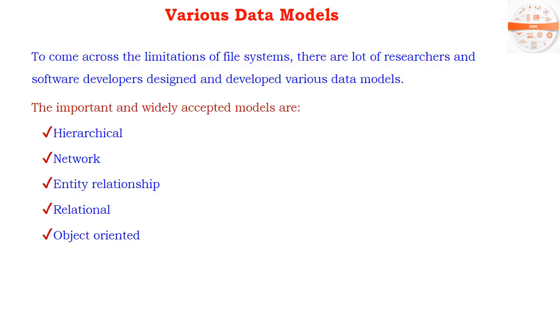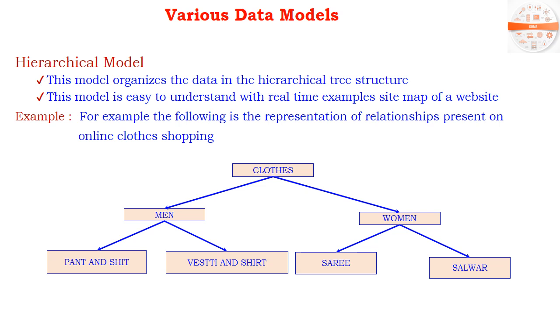In the file system, many limitations are there. A lot of researchers and software developers designed and developed various data models. There are a number of models, for example, hierarchical model, network model, entity relationship model, relational model, and object-oriented model. So we'll discuss them one by one in detail. Let's start with the hierarchical model.